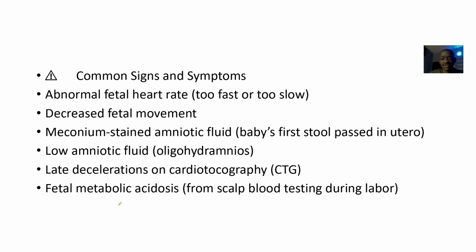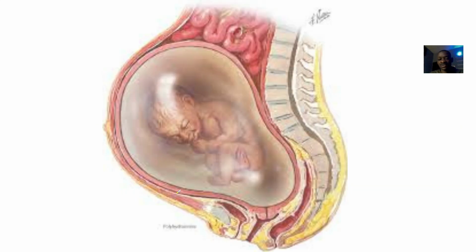So common signs and symptoms: the baby is having abnormal heart rates, decreased fetal movement, meconium-stained amniotic fluid. So the amniotic fluid is stained with what? The baby's first stool. The baby is stressed so it has now passed stool in the amniotic sac. The first stool is supposed to be passed after the baby is born, you understand? But the baby is so stressed, it had to pass stool. Low amniotic fluid, late deceleration on cardiotocography, fetal metabolic acidosis.